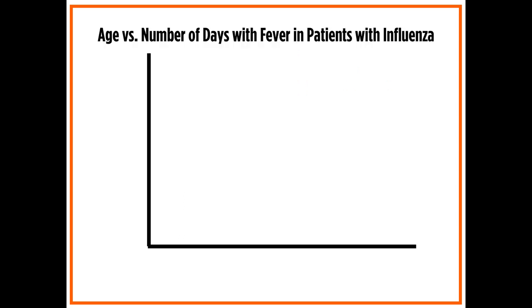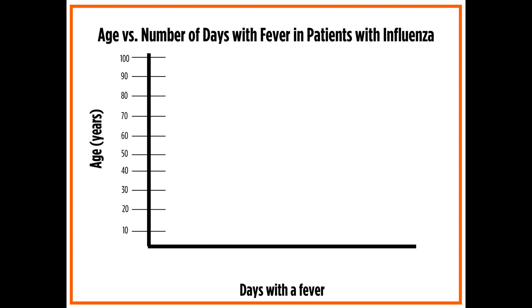Guadalupe starts to create his scatterplot using his influenza data. To create his scatterplot, Guadalupe first writes out a title: Age versus number of days with fever in patients with influenza. Then Guadalupe labels each axis. He labels the y-axis age in years, and he labels the x-axis days with a fever.